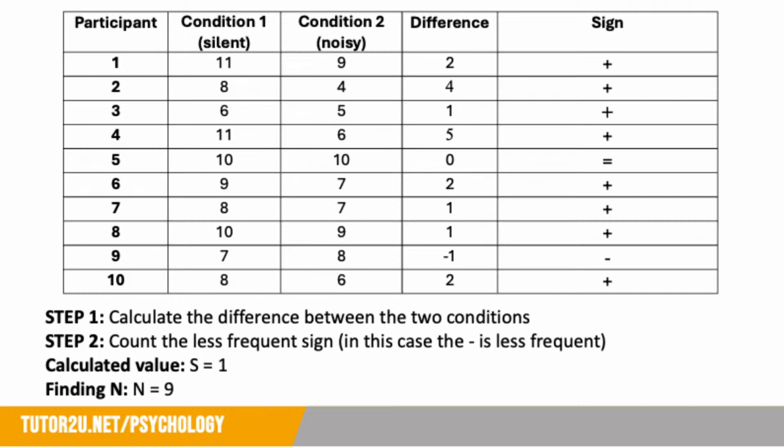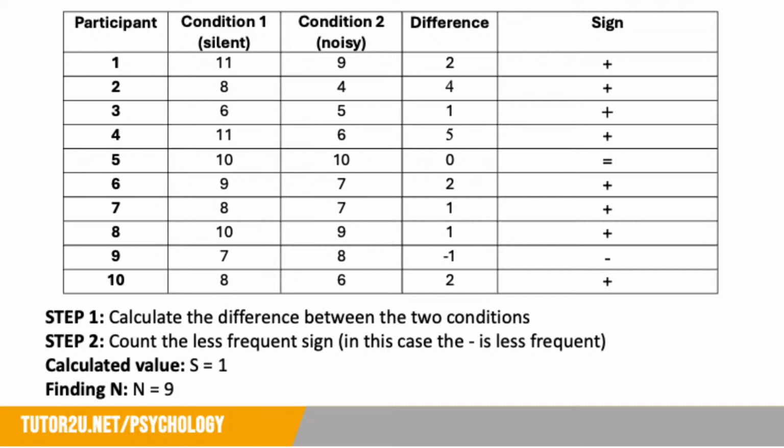There we go. So 11 minus 9 is obviously 2. Now, where it says sign there, that is just, is that number a positive or negative number? And if you look down the list, most of those are positive numbers. You can see there, participant number 5 scored 10 in both conditions, and we've assigned that an equals value. Now, that's very, very important with the sign test, because anything where it is an equals value, we actually omit that from n. So although there were 10 participants in the original study, the n that we're going to use is actually 9.